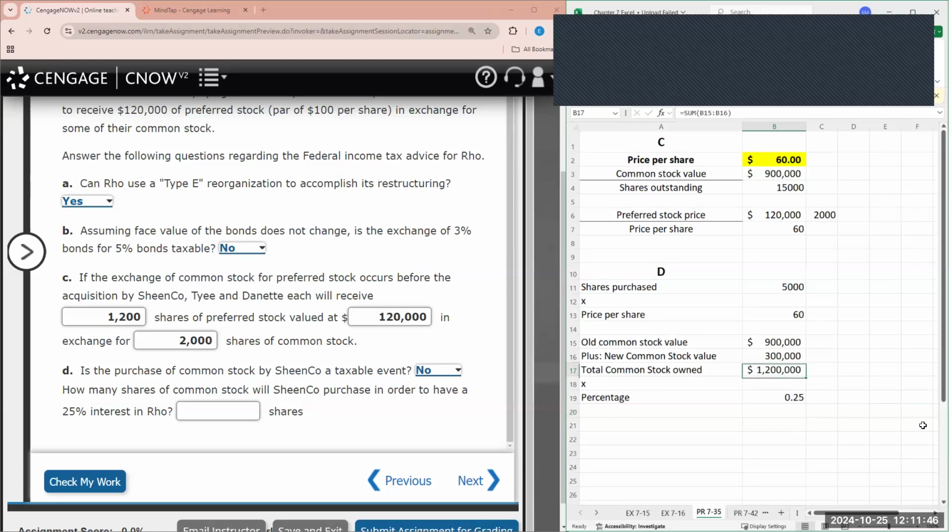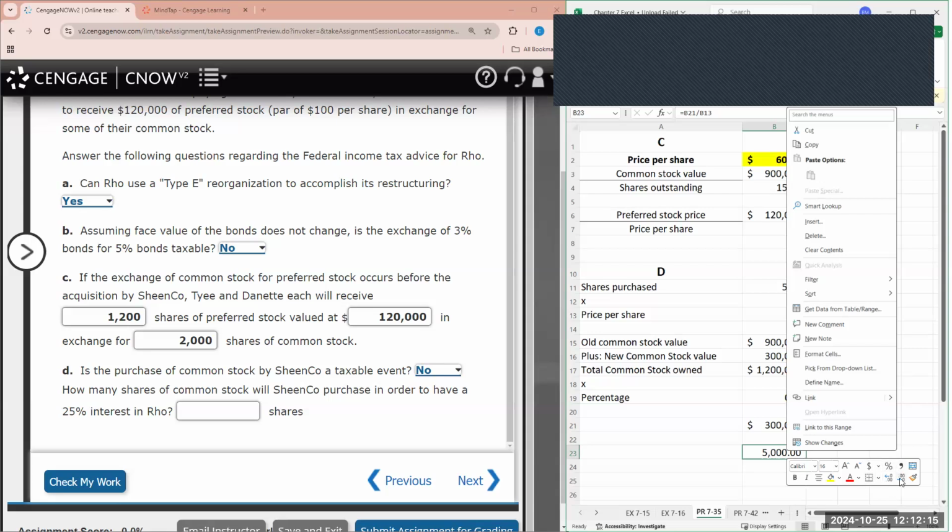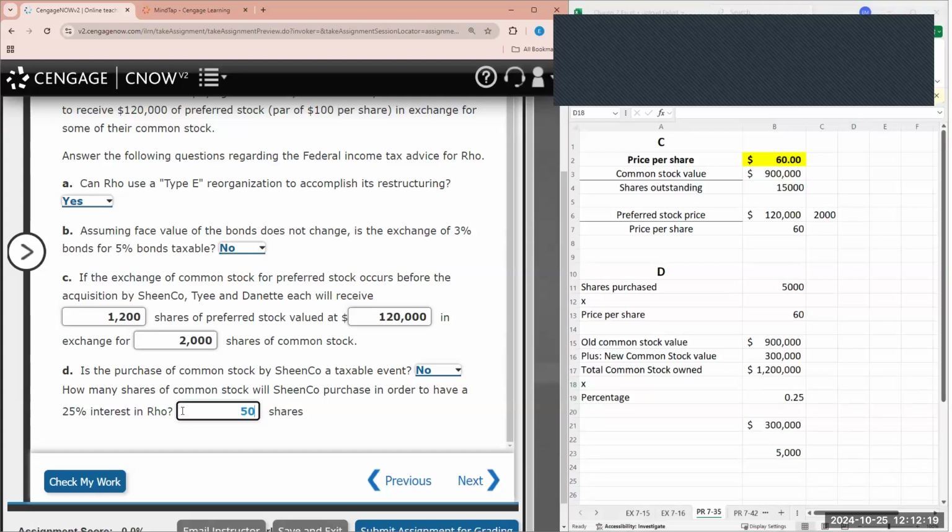So 1.2 million multiplied by 25% gives us 300,000. Therefore, 300,000 divided by the price per share of 60 lets us know that they would need to purchase 5,000 shares. It's kind of like algebra; you have to back into the amount. But the key thing is that they want to ensure that they own 25%, rather, a 25% interest in the corporation.